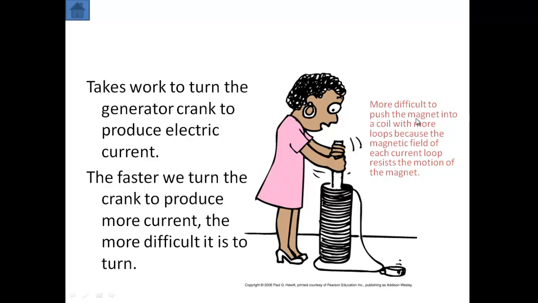It becomes more difficult to push the magnet into a coil with more loops because the magnetic field of each loop resists the motion of the magnet, and this is Lenz's law. The direction of the induced current will always try to oppose the change that is producing it.